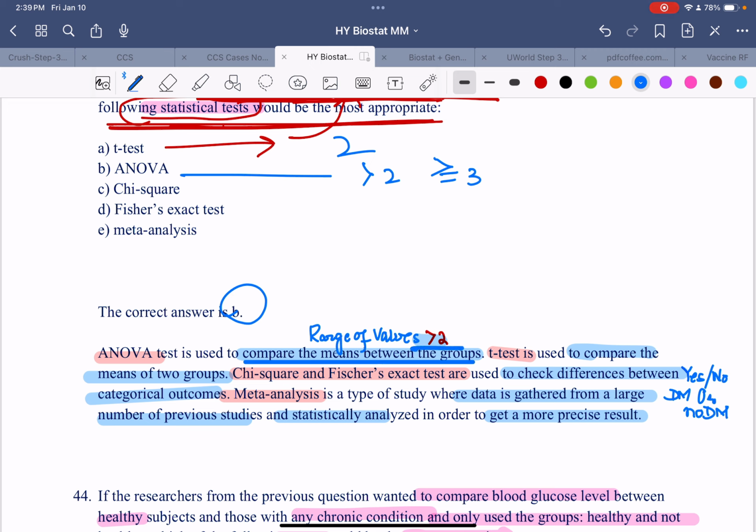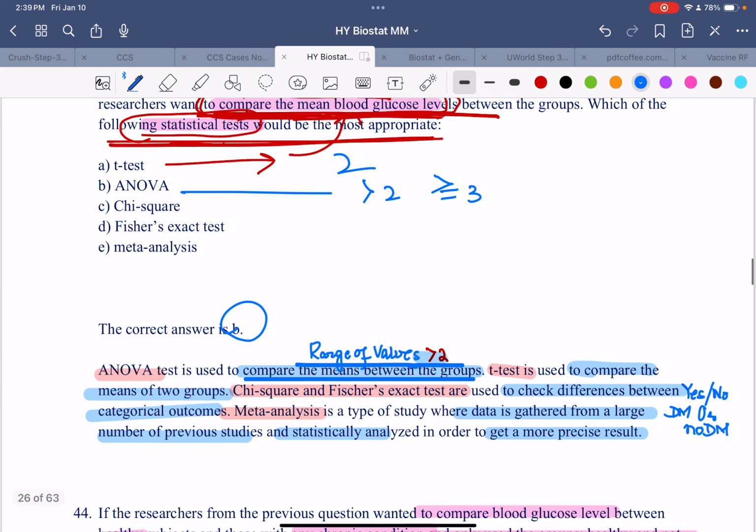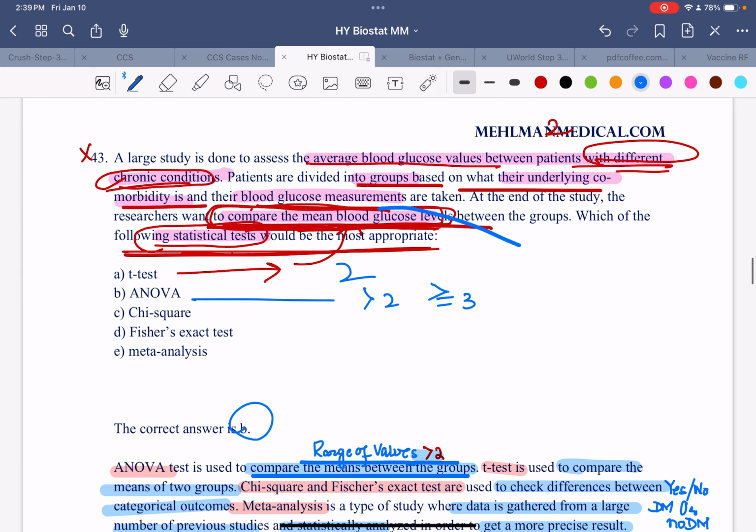And mean basically means there's a range of values. When we were measuring blood glucose, it's not going to come like yes or no, right? We weren't measuring yes high blood glucose or no high blood glucose. We were actually measuring the values of blood glucose. So it could be something like 90, 100, 110, right? So that's a range, and this data is not categorical like yes or no. It's numerical data, right?